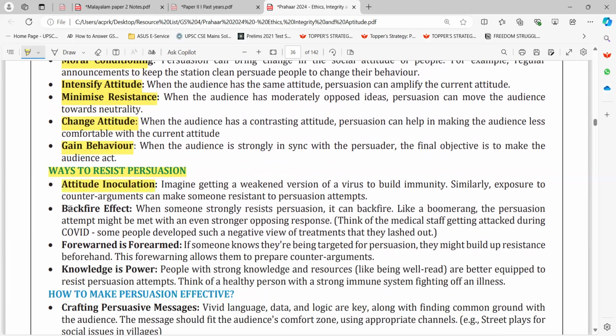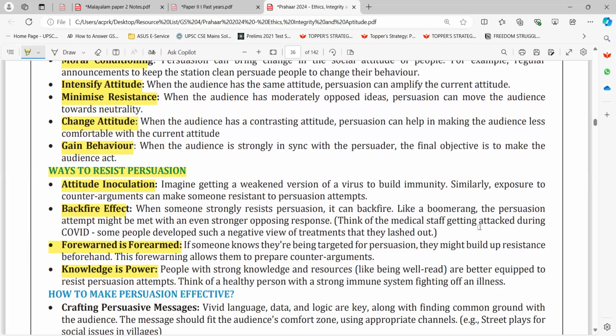Ways to resist persuasion: attitude inoculation, backfire effect, forewarned is forearmed, knowledge is power. Attitude inoculation. Imagine getting a weakened version of a virus to build immunity. Similarly, exposure to counter arguments can make someone resistant to persuasion attempts. Backfire effect. When someone strongly resists persuasion, it can backfire. Like a boomerang, the persuasion attempt might be met with an even stronger opposing response.